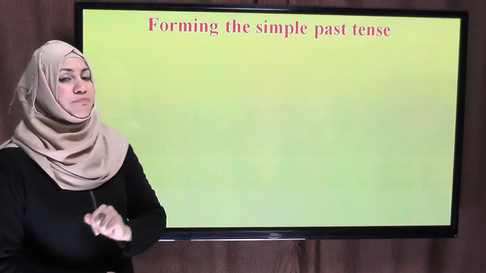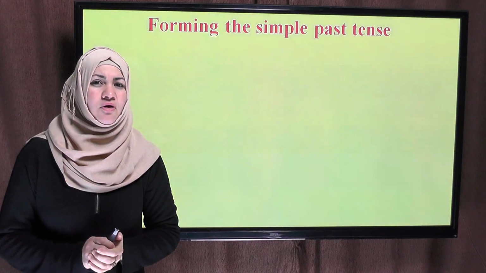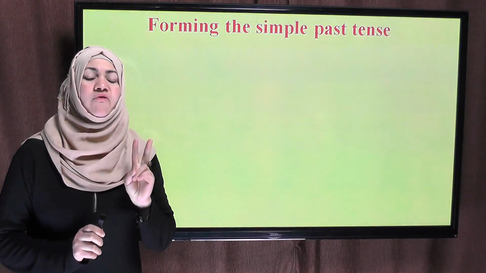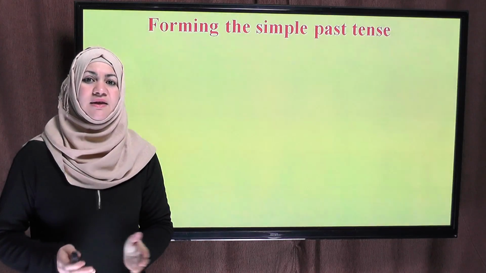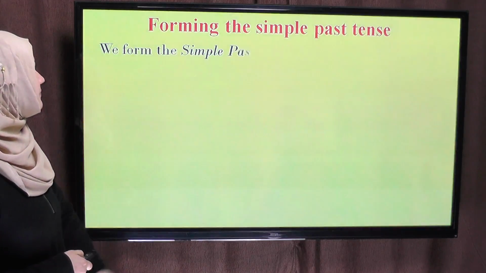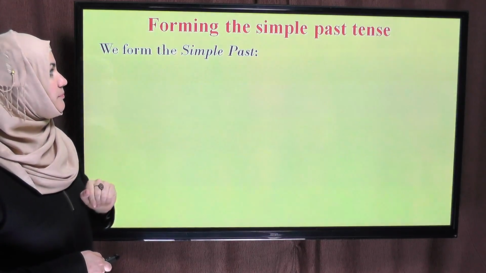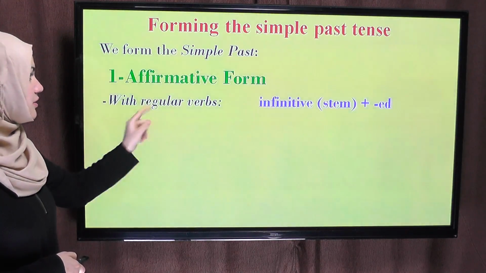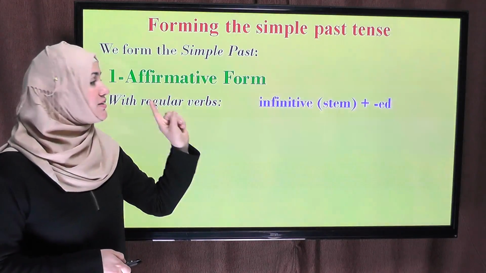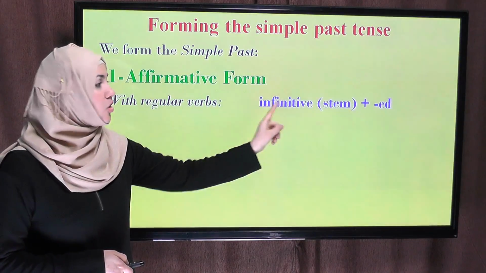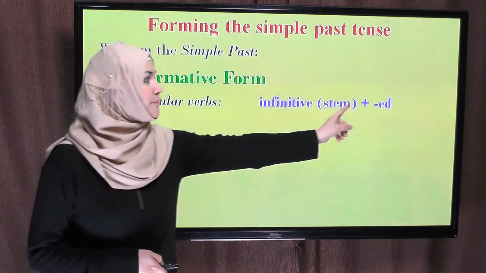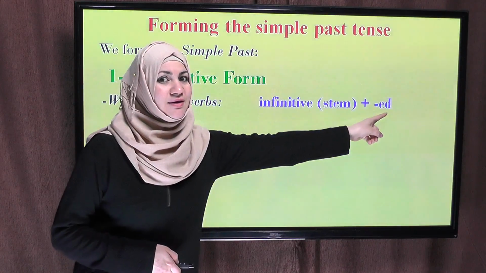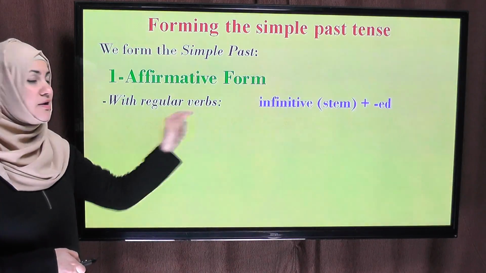Forming the simple past tense. Concerning the form, we have two kinds of verbs, regular and irregular verbs. Firstly, we form the simple past affirmative with regular verbs. We always put the infinitive or stem, or verb, plus ed. This is concerning regular verbs.